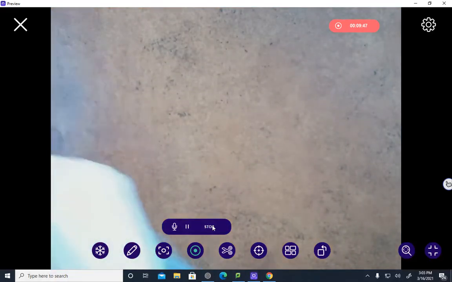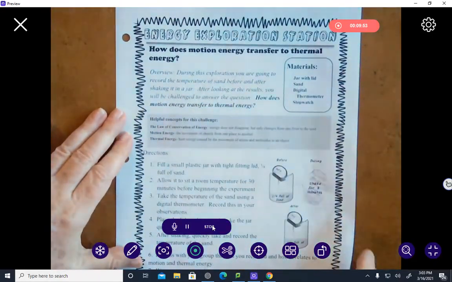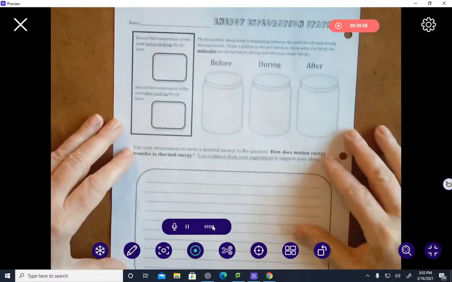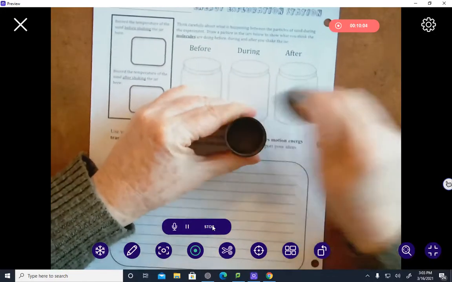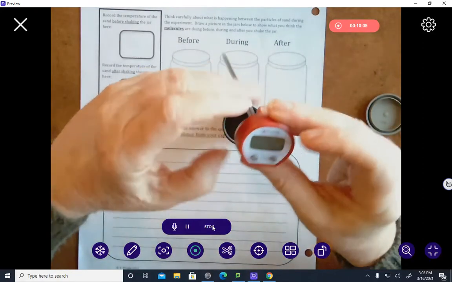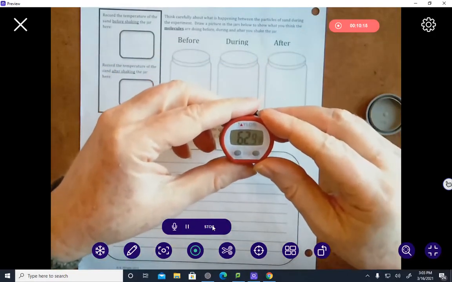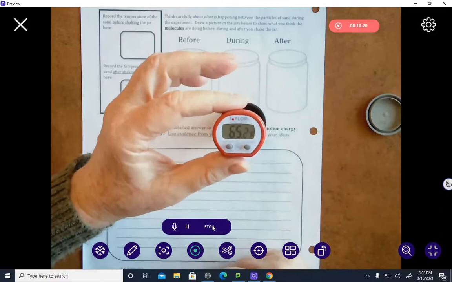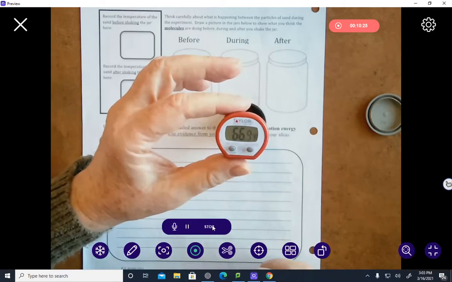And now this one is how does motion transfer to thermal energy? Now, you would read this procedure. I'm just going to go ahead and switch to the back. So I have a plastic jar container with sand in it, and I'm going to take a digital thermometer and turn it on, and I'm going to stick it in the sand without touching it with my hand, and most of the kids were getting about a 68, 69, 70 measurement.